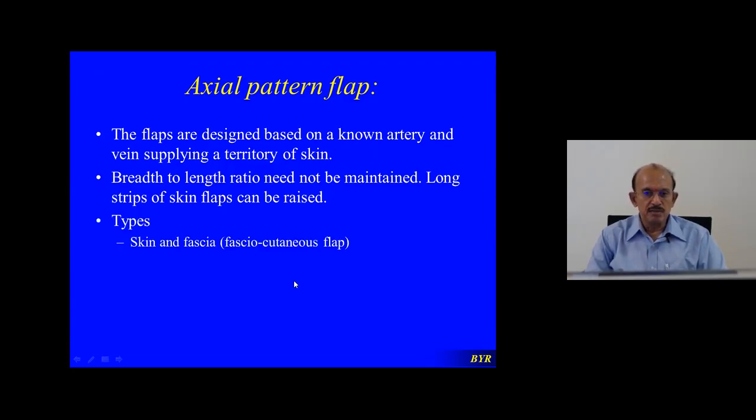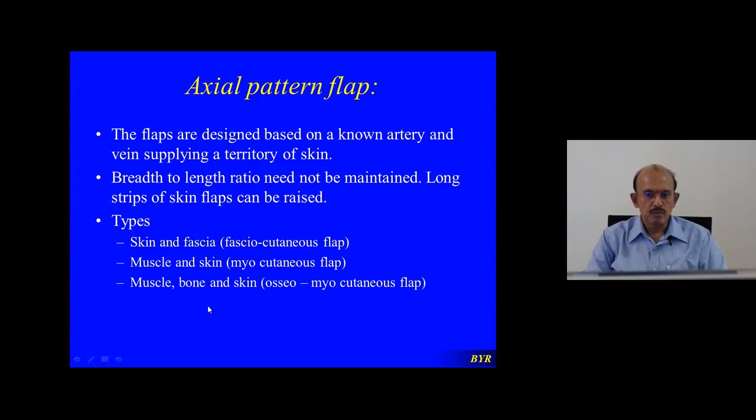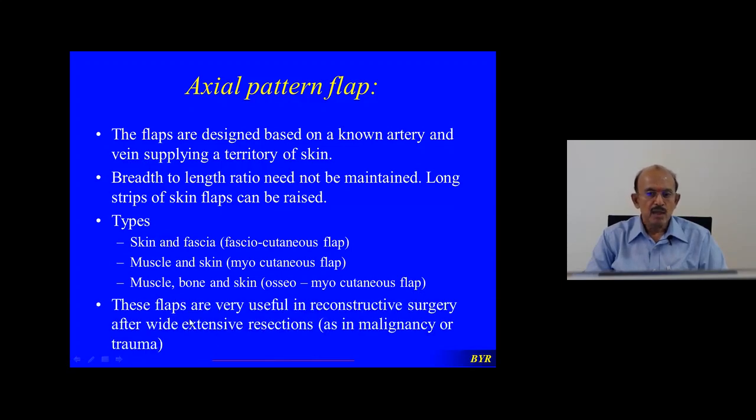Types: you can raise skin and fascia together. That's called fasciocutaneous flap. You can raise muscle and skin also. Then it's called the myocutaneous flap. You can raise muscle, bone and skin also. Then it's called osteomyocutaneous flap. These flaps are very useful in reconstructive surgery after wide extensive resections, as in malignancy or after trauma.